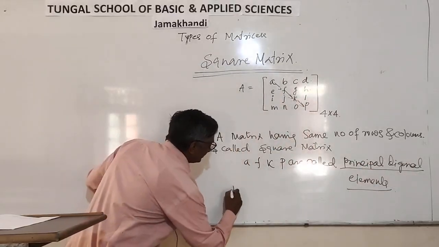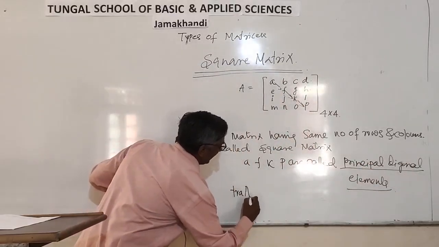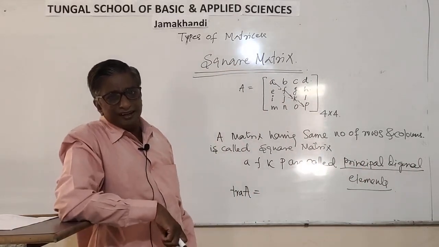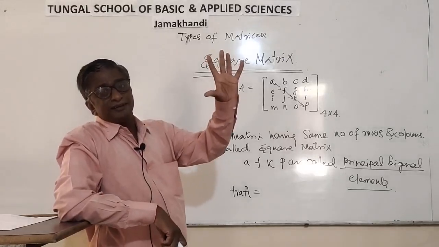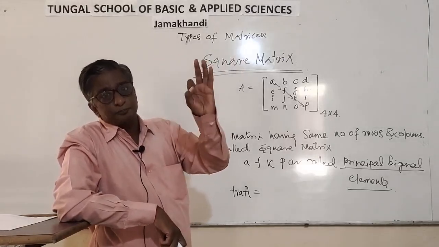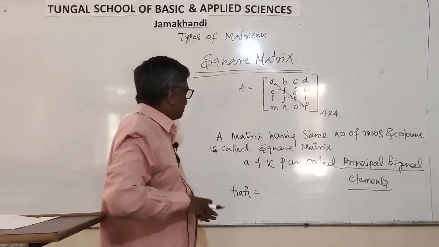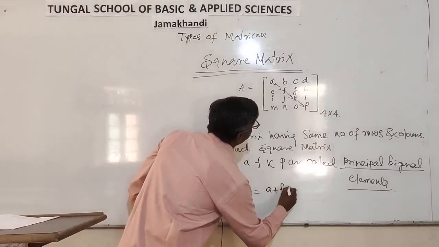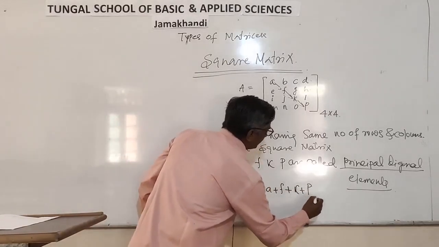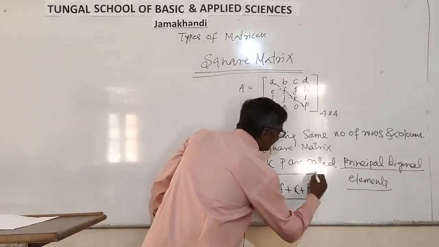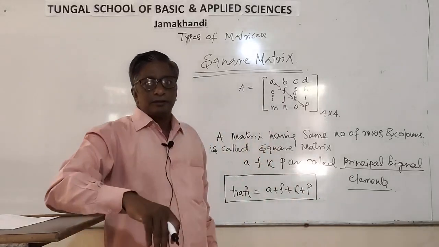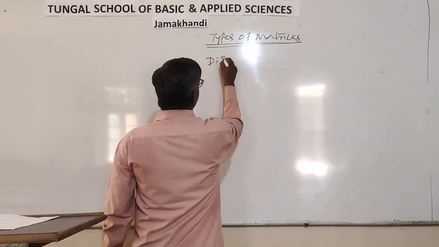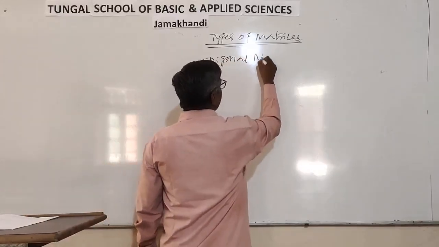One more, the trace of A. The trace means the sum of the principal diagonal elements. Trace of A is equal to A plus F plus K plus P, called the trace of matrix A.